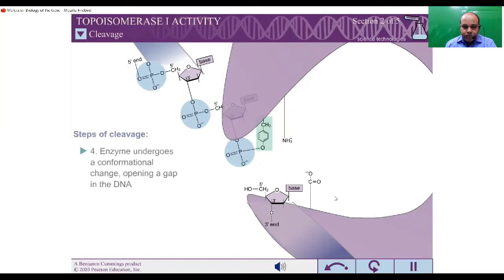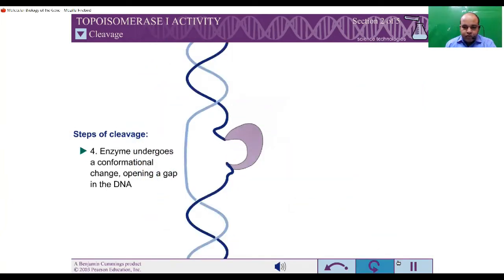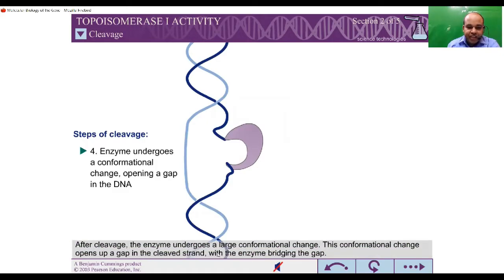After cleavage, the enzyme undergoes a large conformational change. See, after the cleavage, the enzyme undergoes a large conformational change. So what you find here is that the enzyme is undergoing a large conformational change. इस बात से आपको ये पता चलता है कि क्लीवेज के बाद में enzyme अपने अंदर एक conformational change कर लेता है. Enzyme causes a conformational change in itself.